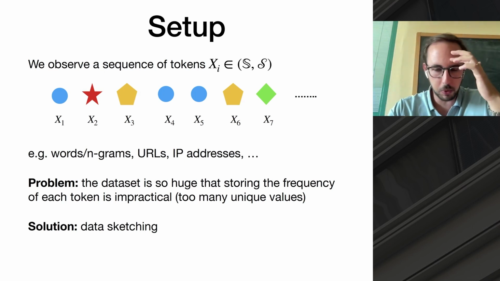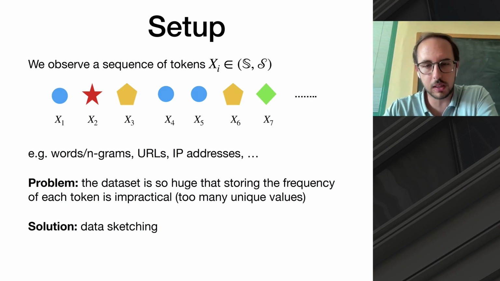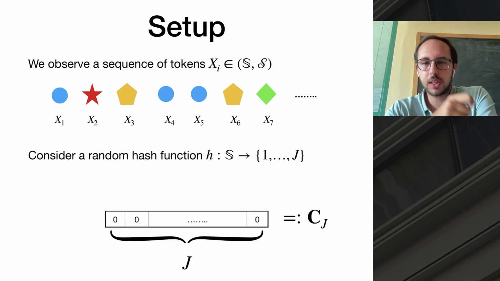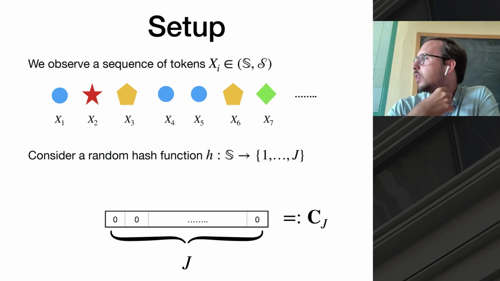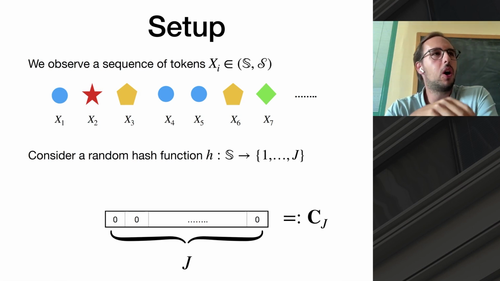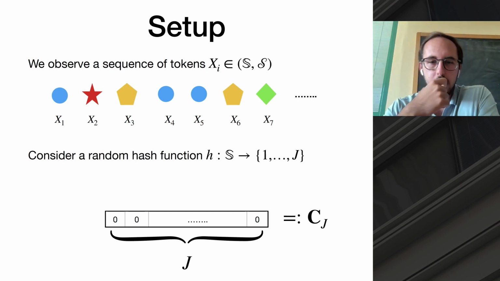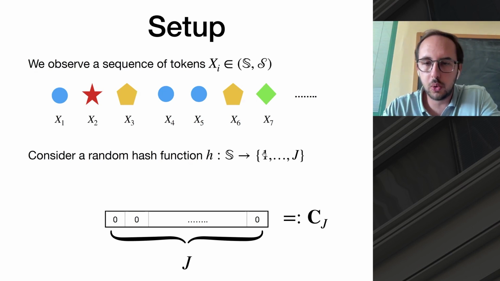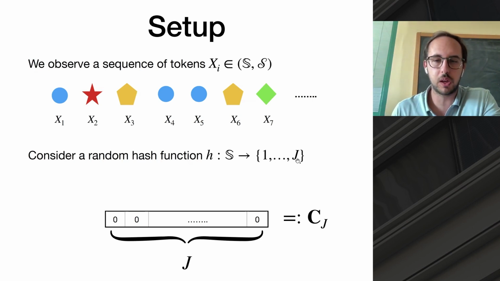And in this setting, people have been developing what is called data sketching. So a sketch is a compressed representation of the data, in the same way that a sketch is a summary of a painting, you can imagine. And you build it with a random hash function. So you have this random hash function, h, that goes from the universe of symbols to the set of integers from 1 to capital J, and capital J can be fixed by the user.